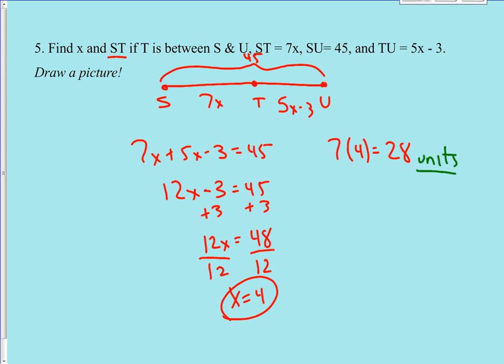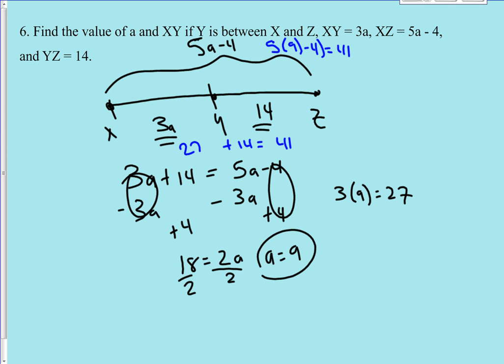So number 5 looks like this. Find x and ST if T is between S and U. ST is 7x, SU is 45, TU is 5x minus 3. So take a look. I've got 7x, I've got 5x minus 3, the whole thing is 45. So that means the 2 pieces add up to the whole thing. A little algebra, I figure out that x is 4. I've got to figure out how long ST is, so that's going to be 28. 7 times 4.